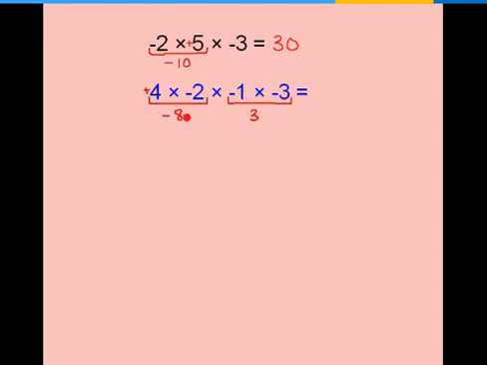So now we've got minus 8 times plus 3. The signs are different, so we know we're going to have a minus for our overall answer, and 8 times 3 is 24. So the answer that you should have got for this is minus 24.